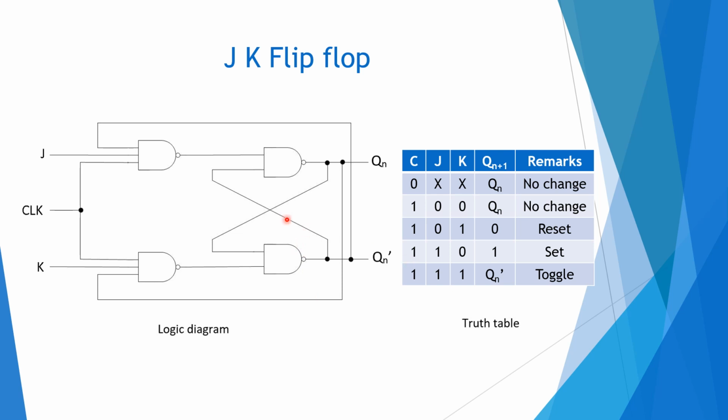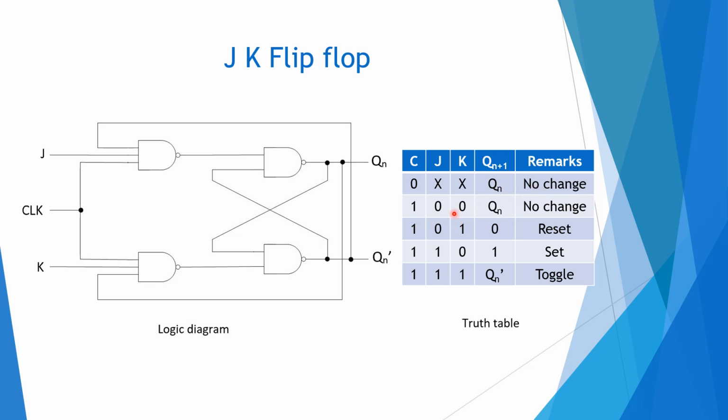So this is the circuit of a JK flip-flop. Here the forbidden state of the SR latch is avoided. When J and K are equal to 1, the output is Qn bar. Qn+1 is equal to Qn bar, that is, the output is the complement of the present output. You can see that when the clock is 0, this is don't care. Whatever the values of J and K, the output is the same. There is no change, that is Qn+1 equal to Qn.